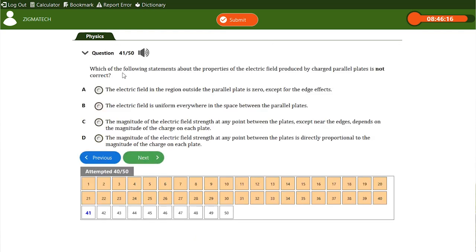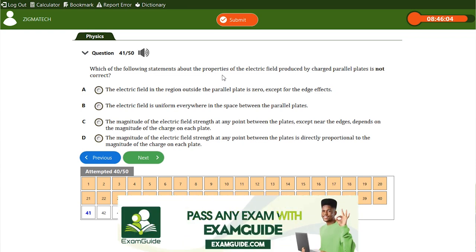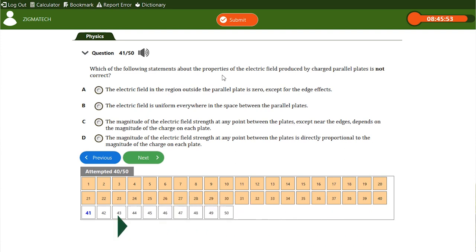41, which of the following statements about properties of the electric field produced by charged parallel plates is not correct? The electric field in the region outside the parallel plate is zero. Yeah, except for the edge effect, of course. The electric field is uniform everywhere in the space between the parallel plates.